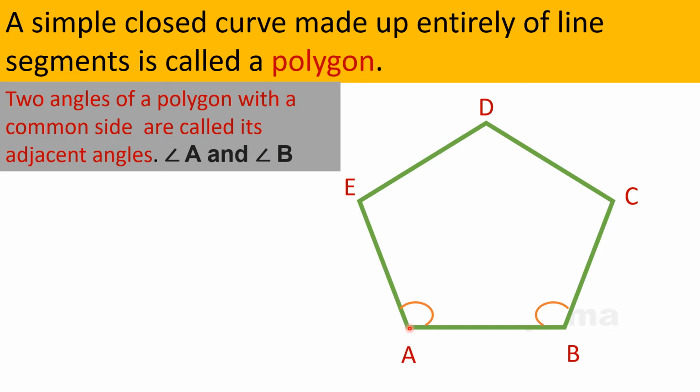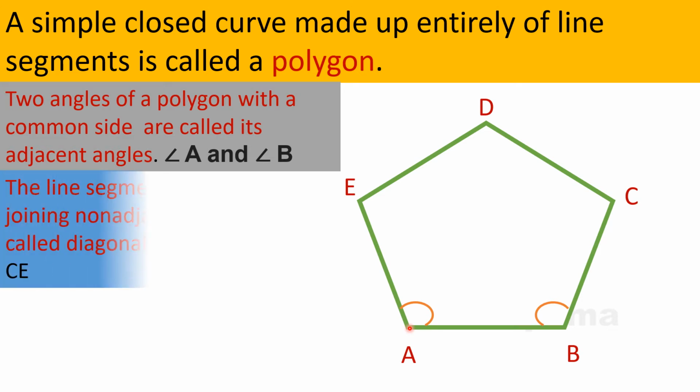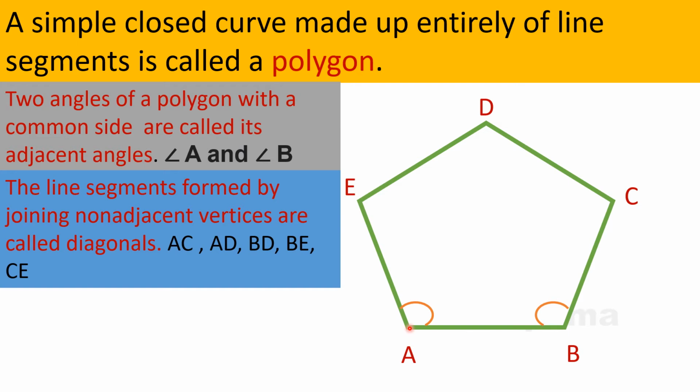Next very important thing is diagonal. You know what is diagonal? The line segment formed by joining non-adjacent vertices. For example, you know that EA and AB, the vertex is A, and CB and BA, the vertex is B, and A and B are adjacent vertices. Rather than these points, if AD and AC are two line segments which are formed by non-adjacent vertices, they are called diagonals, like AC and AD.